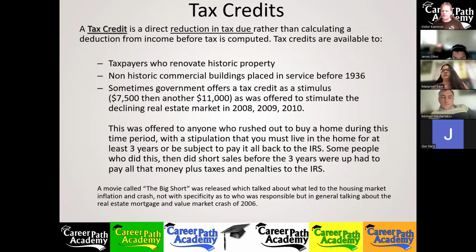So now people were thinking, well, hey, we got to be near the bottom by now, right? That $7,500 may be enough cushion for when the property values are dropping to make up. And now may be a good time to buy. But the IRS also put in a little stipulation that you'd have to live in that home for at least 3 years. Otherwise, you need to pay back all that money to the IRS.